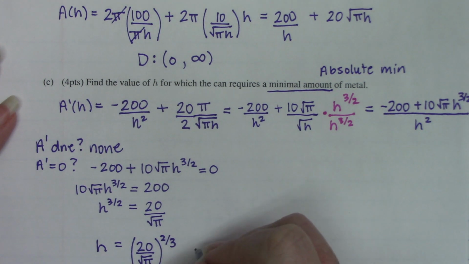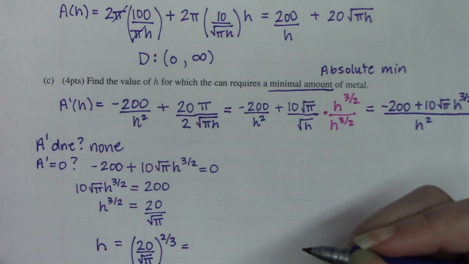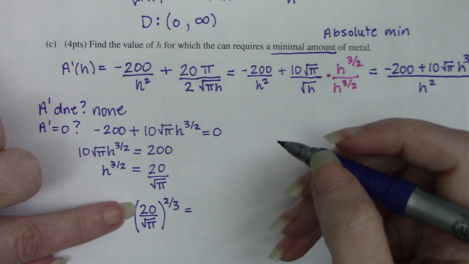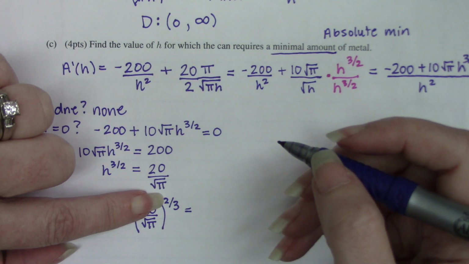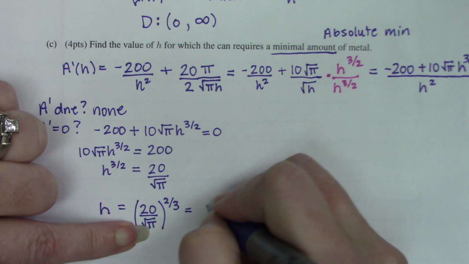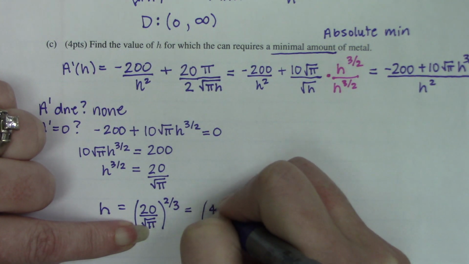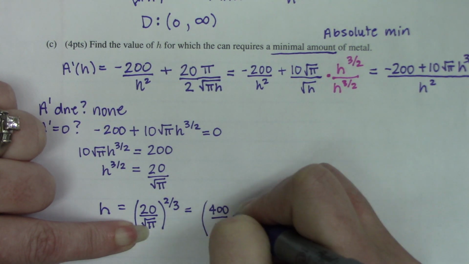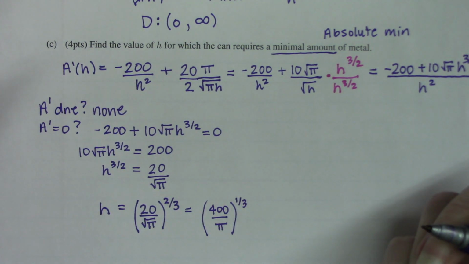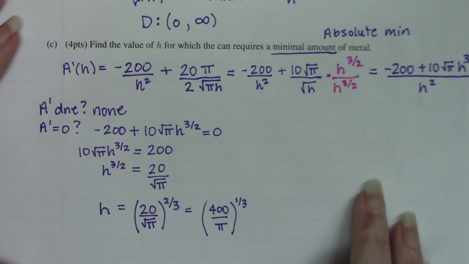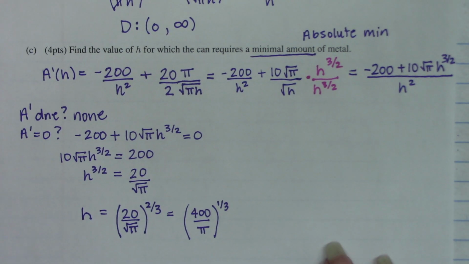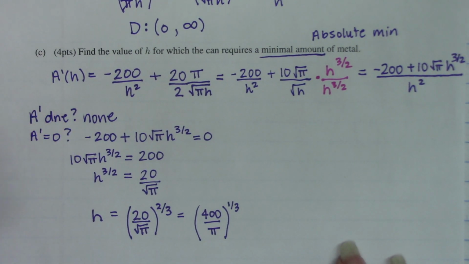Now this cleans up a little bit, so 20 squared is 400. Pi, or square root of pi squared, is pi. So I've got 400 over pi all raised to the 1/3, or the cube root. Okay. So then what we need to do is set up either the first or second derivative test. It doesn't matter.